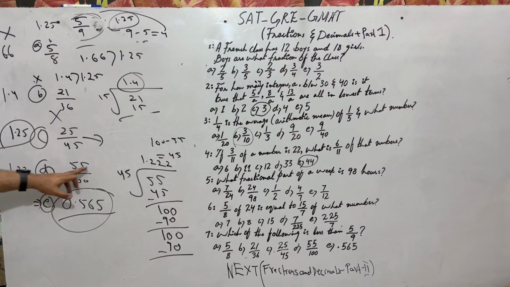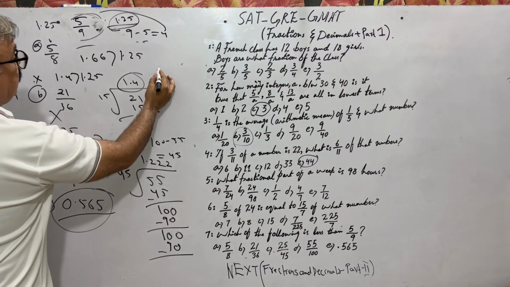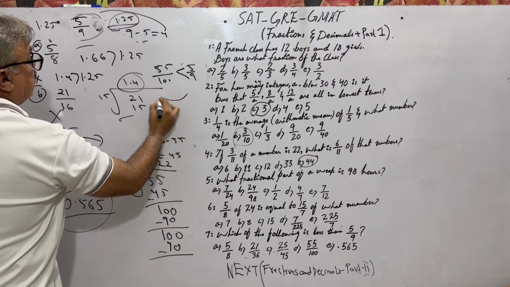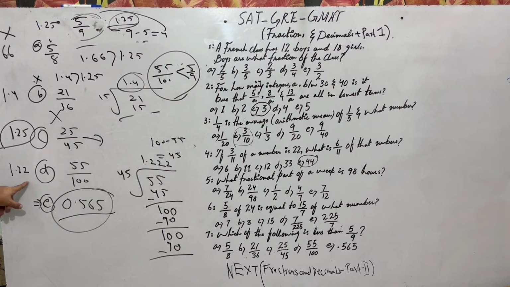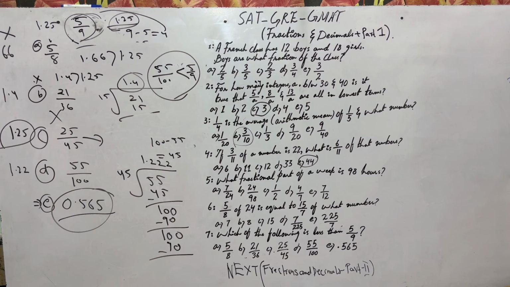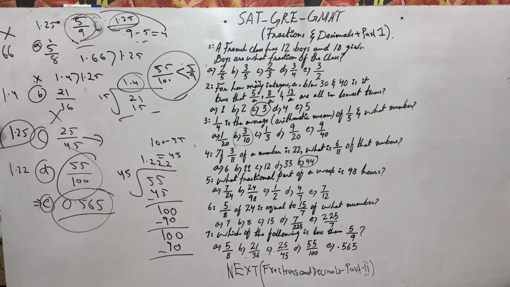What about this? 55 over 100. That is 1.22. There is 1.25. Yes, 55 over 100 is less than 5 over 9. I haven't taken this into calculation because it is 0.5 something, less than 0.5 something. So according to my hack, 55 over 100 is less than 5 over 9.